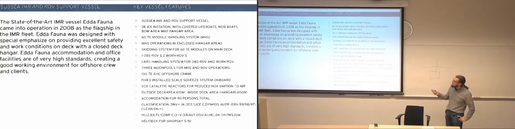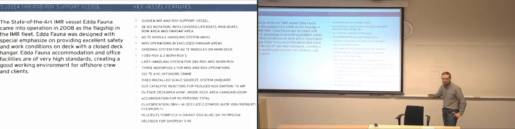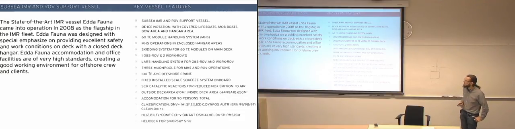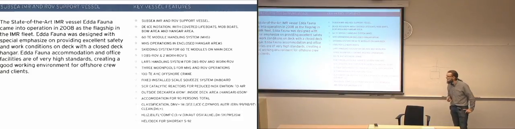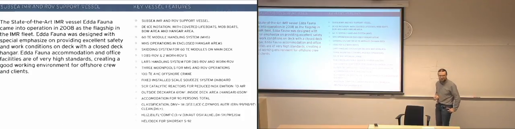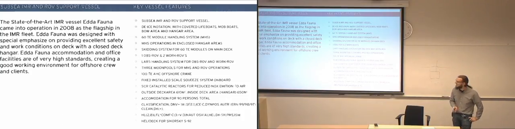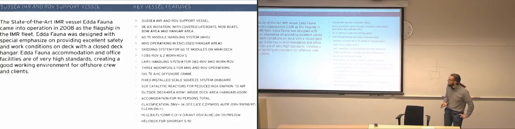And they started using it in 2008. Actually, the flagship of their fleet. Not quite sure if that is true nowadays, or if they've gotten another larger ship recently. That might be. But at least it was true when this data sheet was created. And as you can see here, it's designed with special emphasis on providing excellent safety and work conditions. So they're sort of bragging a little bit about what they've done. That's typical in a data sheet, you have to brag a little bit.